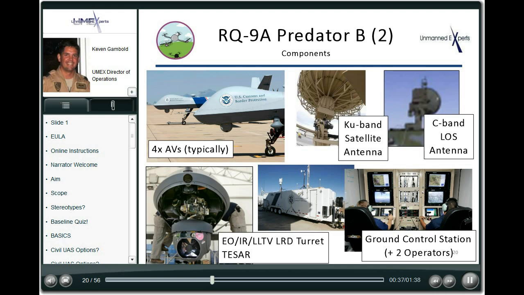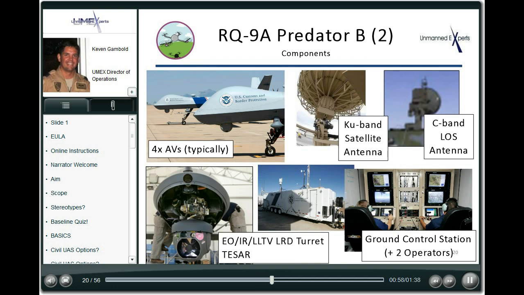Then you add the payloads. We see at the bottom left here, this large one is pretty typical, known as the MTS Bravo. It's electro-optic, infrared, low-light television. It has a laser ranging designator. That's what all of those acronyms stand for. And the TSAR is its tactical synthetic aperture radar, which it's also fitted with.